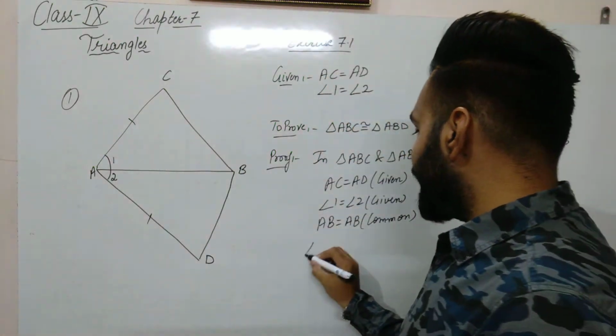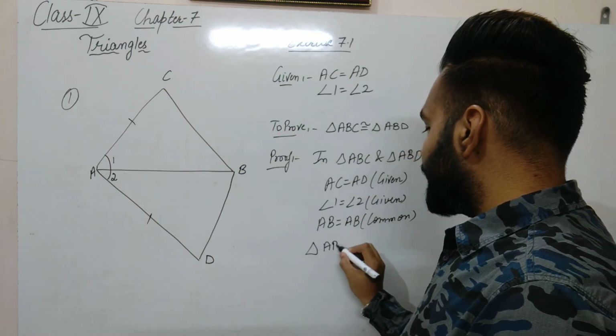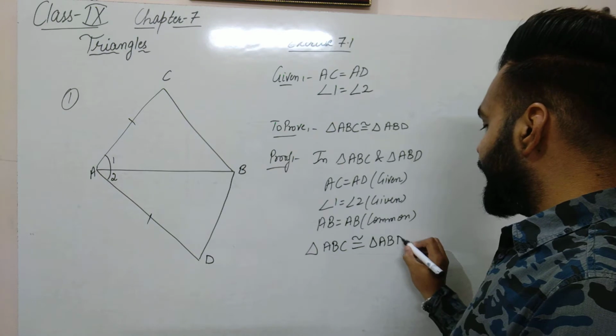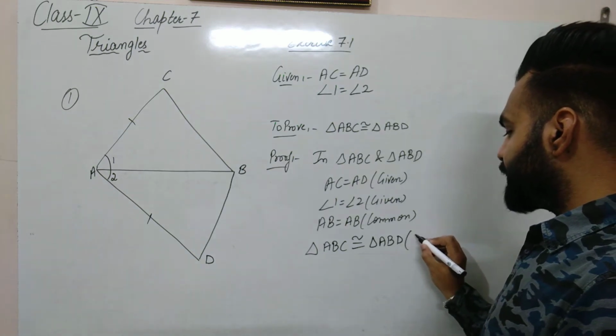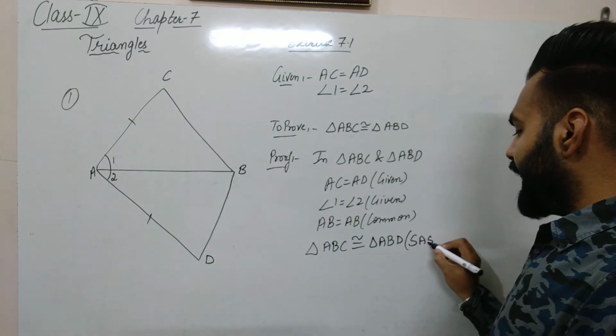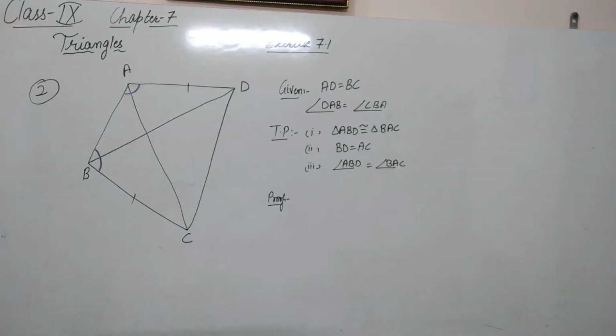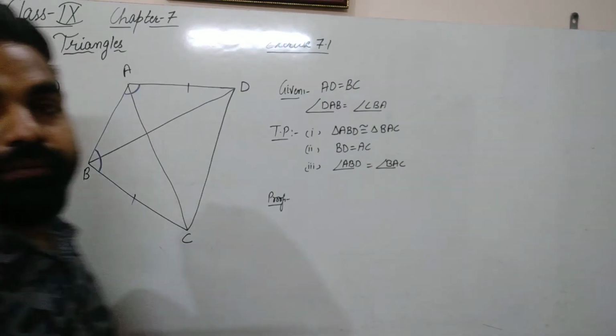So from here we can write triangle ABC congruent triangle ABD under the rule side angle side. So this rule will be satisfied here. So this was question number 1. Let's see question number 2 now.